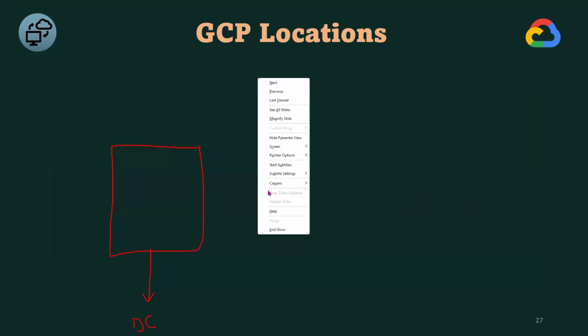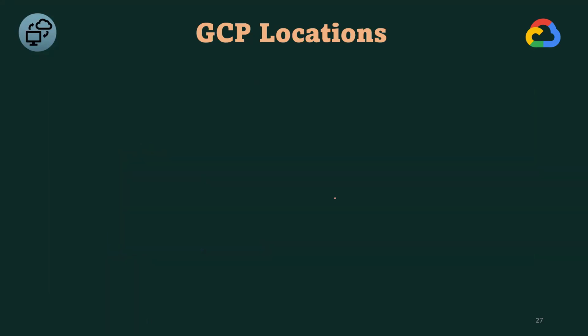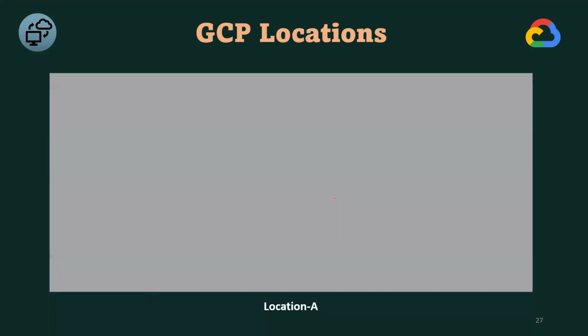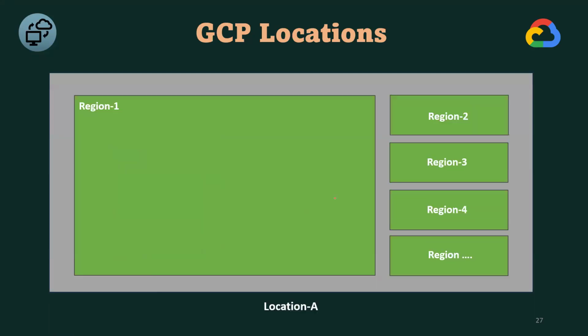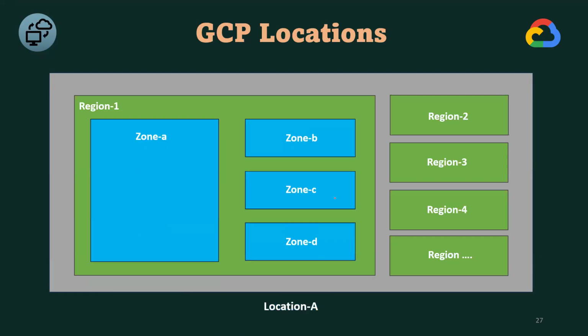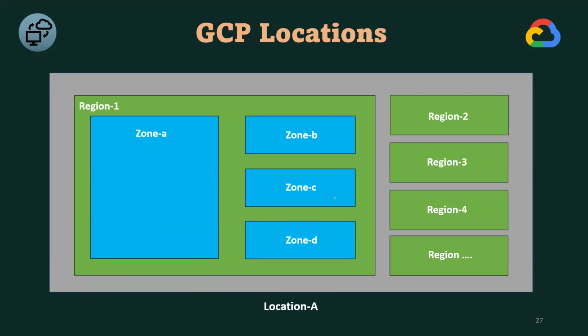If I take here, each location is a collection of regions. Each region is a collection of zones. Zones are connected to one more zone via a high bandwidth network. Each zone will have the resources. Similar to zone A, zone B also will have the resources.